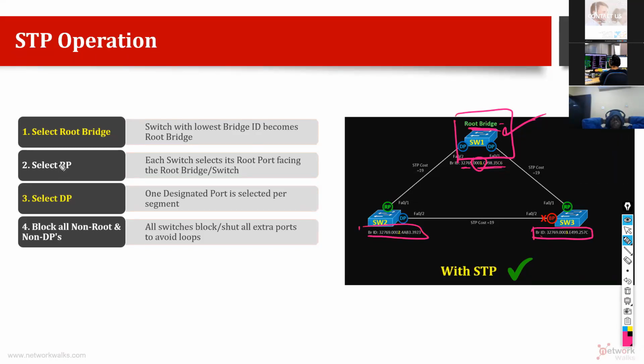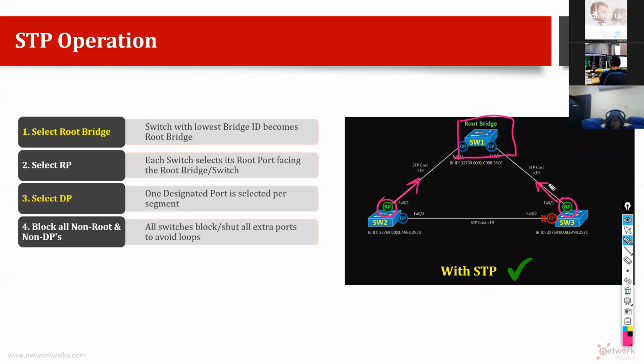Then the second step is select the root ports. So on each of the remaining switches, we have to select one root port. Root port is the port which is facing the root bridge, right? Step number 1 again, select the root bridge, and each switch facing it has to select one root port. So this is a root port and this is a root port. Why? Because it was directly facing towards the root bridge.